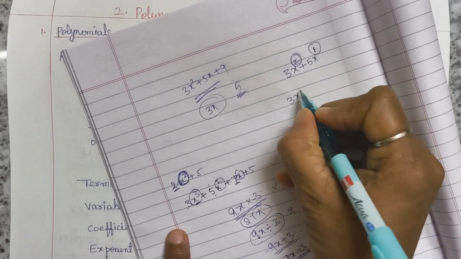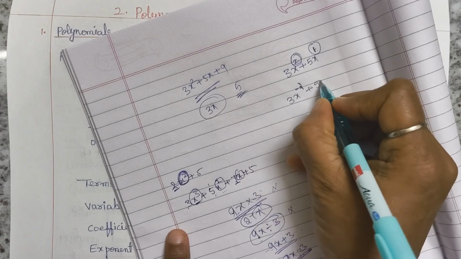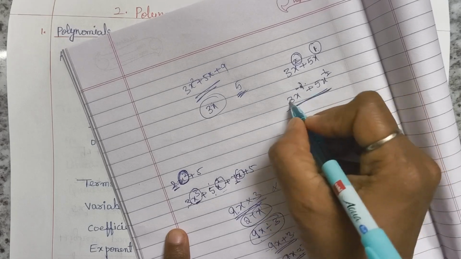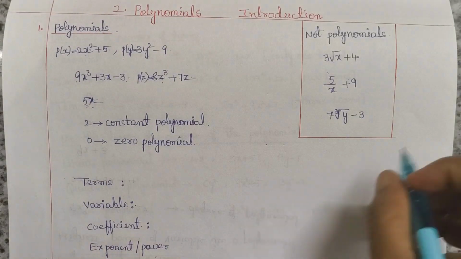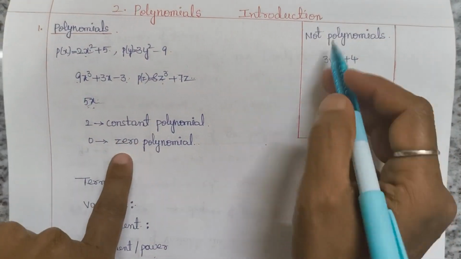Otherwise, I am writing 3x to the power of minus 2, plus 5x to the power of 1 by 2. This is not considered a polynomial. Negative power means it's not a polynomial. Example here, see which one is not a polynomial. These are not polynomials.